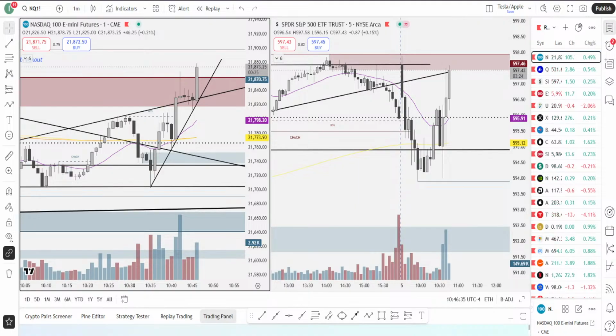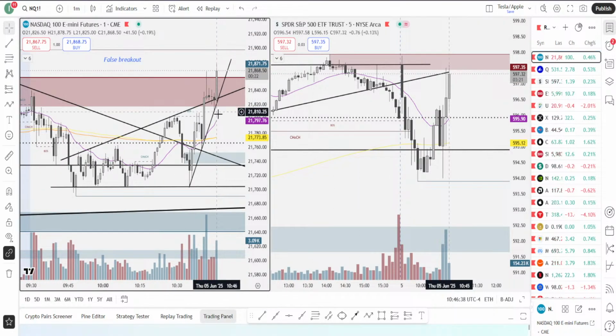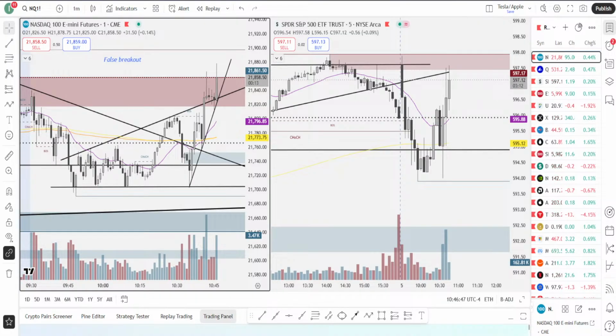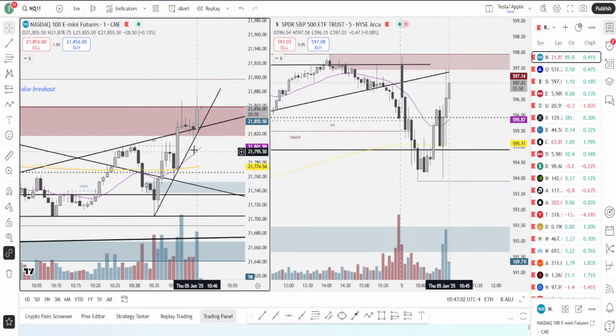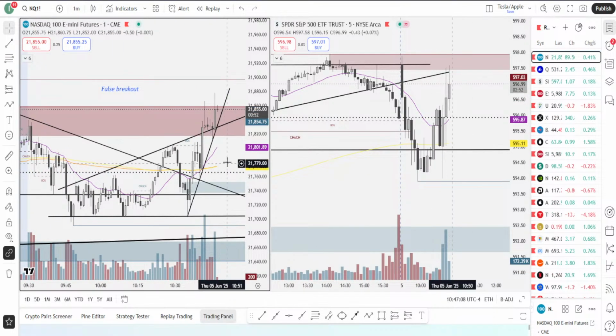She's breaking out. Let's see where we go from here. Is this an official range breakout or is it another fake out? Which one is it?